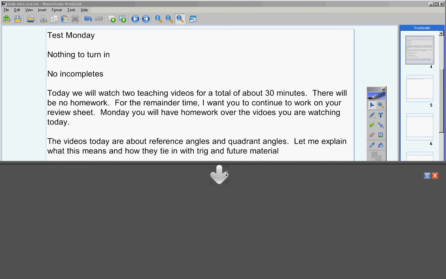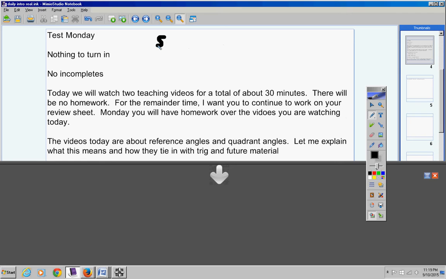Let me explain what this means and how they tie in with trig and future material, okay? Now, first of all, a reference angle is an angle. Let me show you real quick. If you're finding the sine of 30 degrees, okay? A reference angle is an angle that you find that when you take the sine of that angle, you get the exact same answer. For example, here's 30 degrees right here. I'm using a mouse, not a pen.